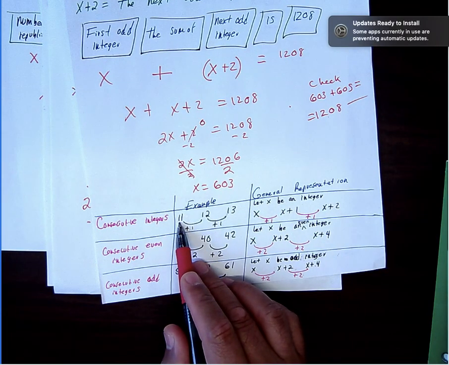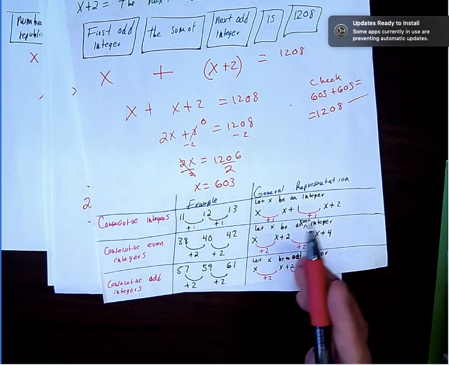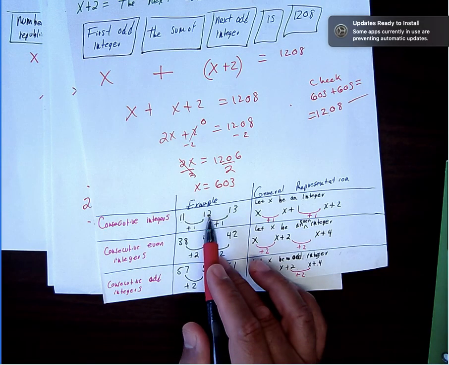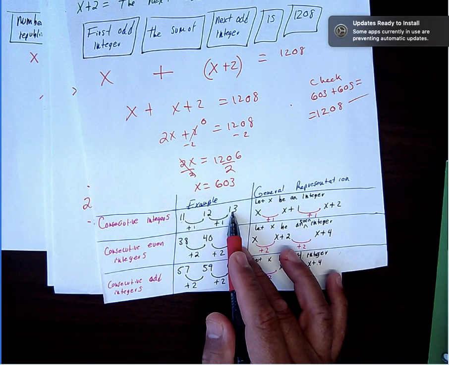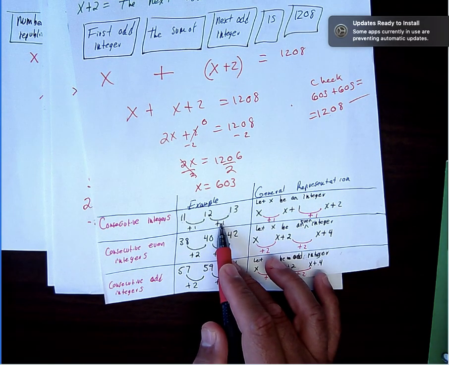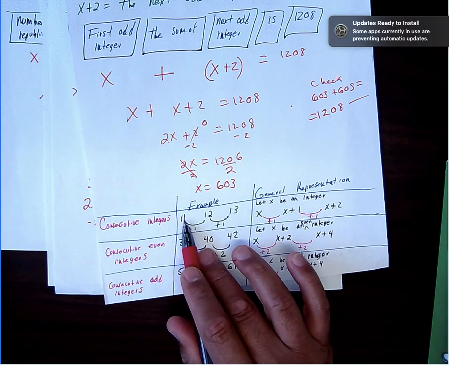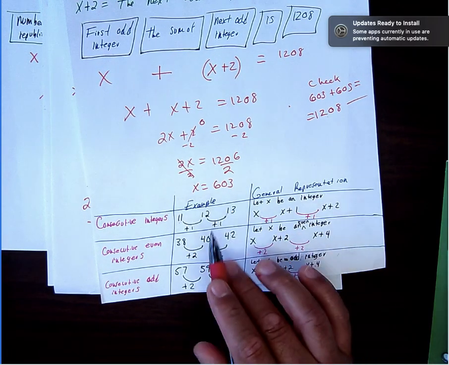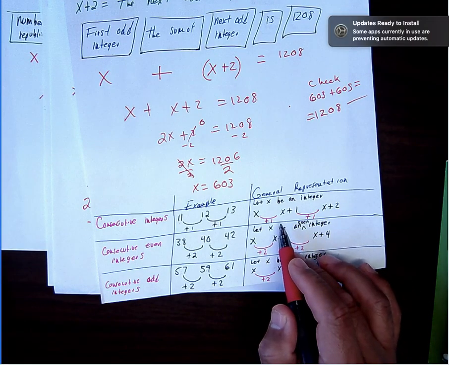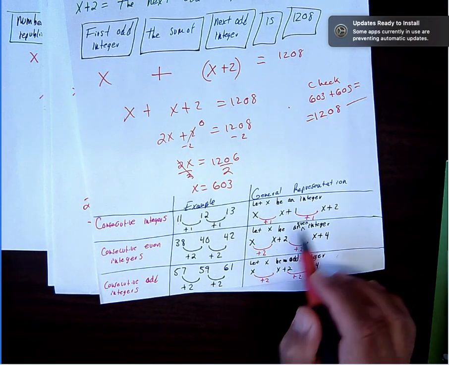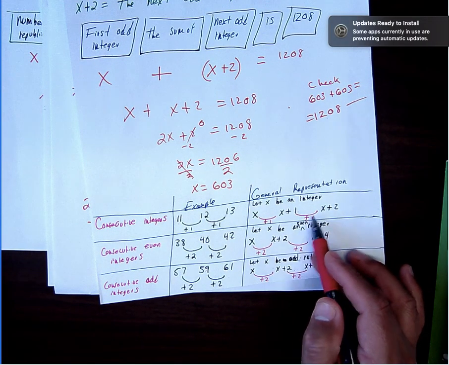They just gave us this example. 11 would be an integer. The next one would be 12, obviously, and the next one would be 13. You're adding 1. In general terms, you start with x. To find the next consecutive integer, you would just add 1. So x plus 1. To find the next one, you add another 1. So x plus 2.